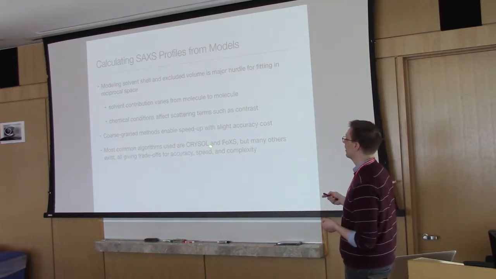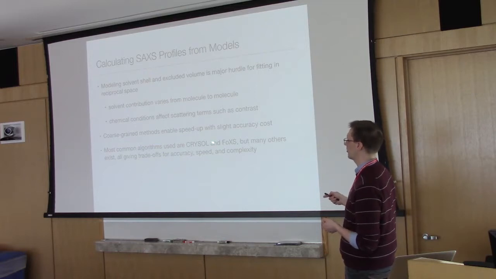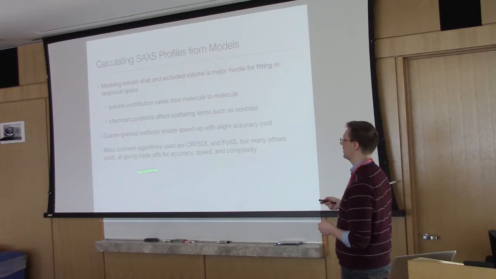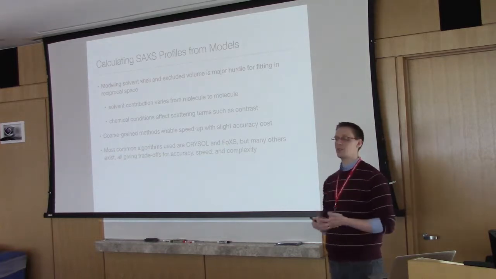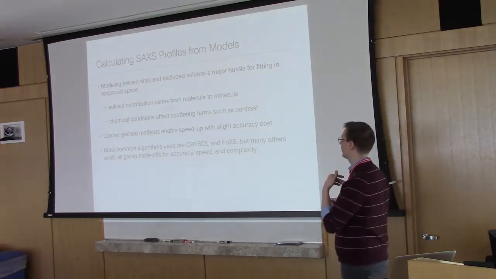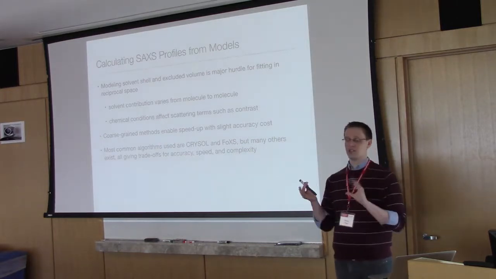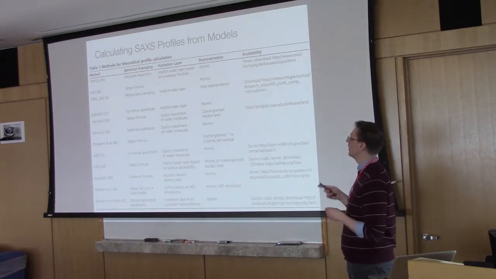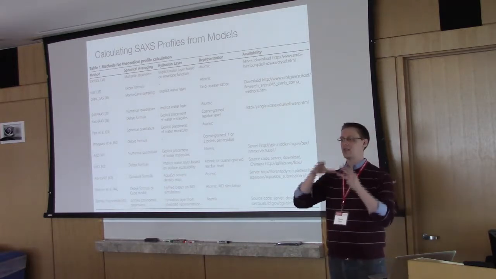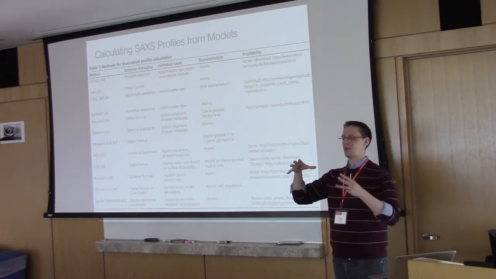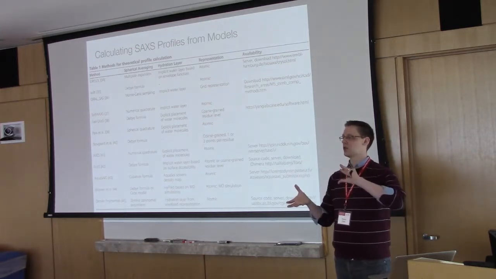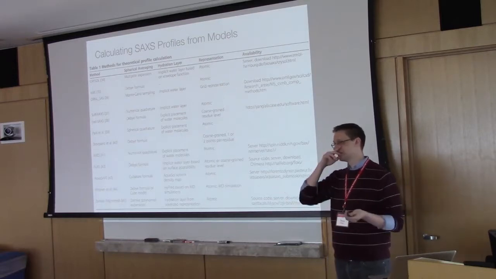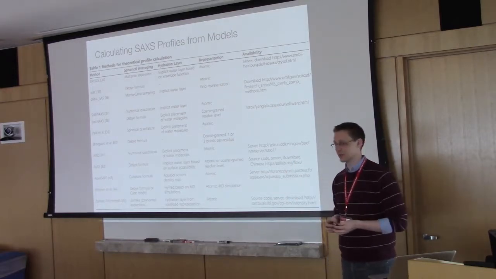The most common algorithms are Crysol and BioSAXS. But there are a lot that exist, and these all give trade-offs for accuracy, speed, and complexity. I think I've got a table here. Some of them have an implicit water layer where they just take your protein envelope and expand it by 3 angstroms and fill that with a uniform density and assume that's your water. But that's only accurate out to 15 angstrom resolution, something like that.